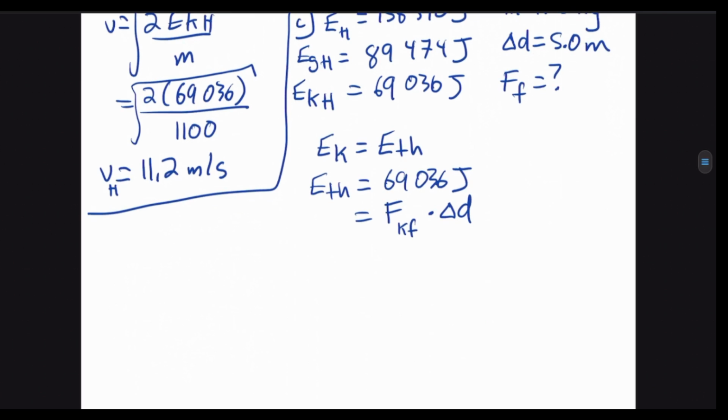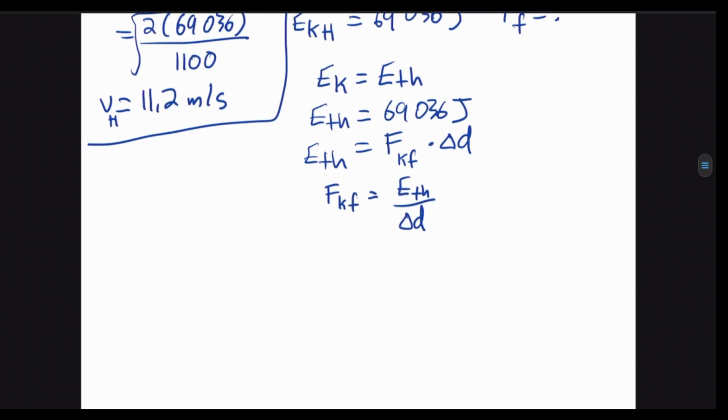So let's rearrange before we substitute. We're trying to solve for our force for the braking distance. So our force of kinetic friction applied is going to be our thermal energy divided by delta D. Let's plug in our numbers. Our energy was 69,036. Our distance we were given was 5. So 69,036 divided by 5 gives us an answer of 13,807.2.